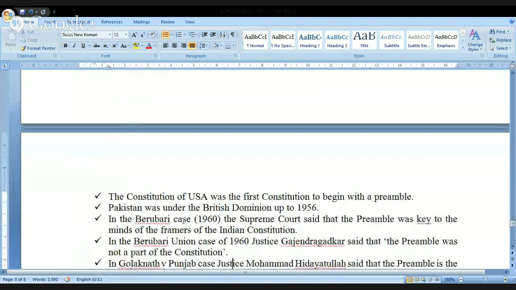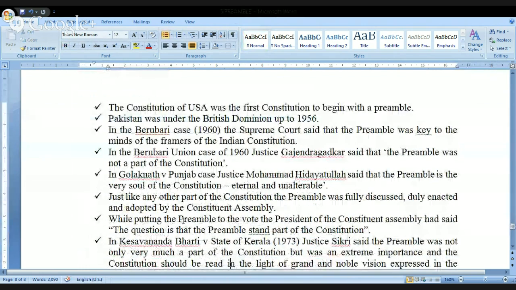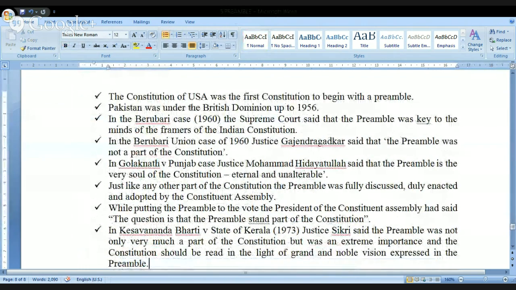Next, there are some miscellaneous points. You can just have a look at this. The Constitution of the United States of America was the first constitution to begin with a preamble. Pakistan was under British dominion up to the year 1956, whereas India up to 1950 only. But it was enjoying the dominion status of the Commonwealth group. But when it comes to Pakistan, it continued up to 1956.